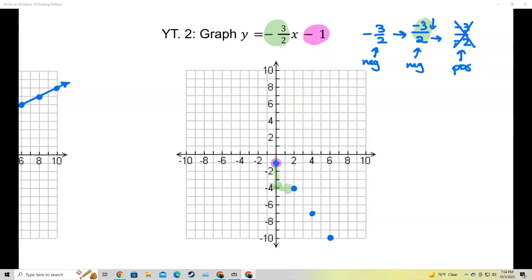If I want to go in the opposite direction, I'm going to do the exact opposite. So instead of down 3, I'm going to go up 3. Instead of right 2, I'm going to go left 2. So I'm going to go up 3, left 2, put a dot. Up 3, left 2, put a dot. Up 3, left 2, put a dot. And if I try to do it again, it's not going to allow me. I ran out of space. So this is good enough. I'm going to go ahead and draw my line that connects all of them. Again, if it's not connecting all of them, you did something wrong and you need to check your work.